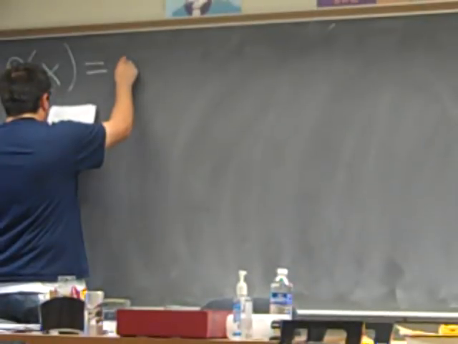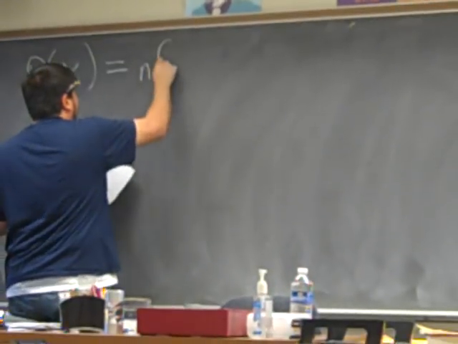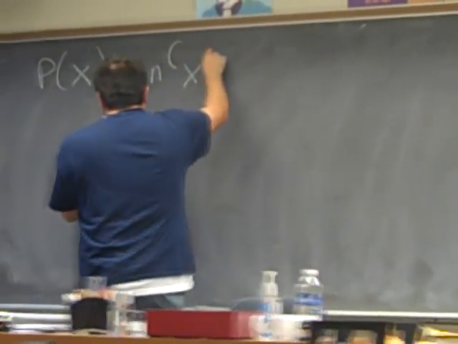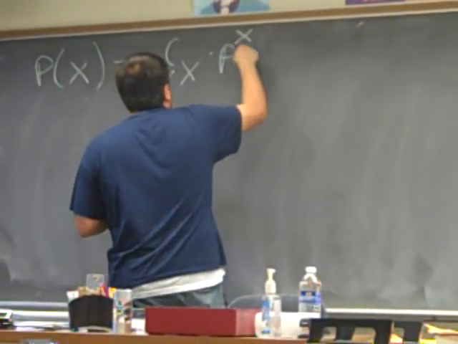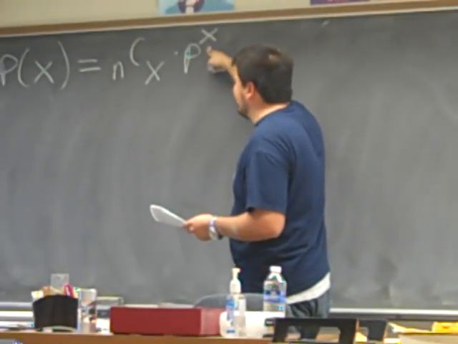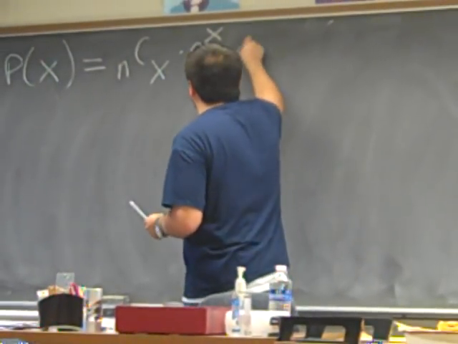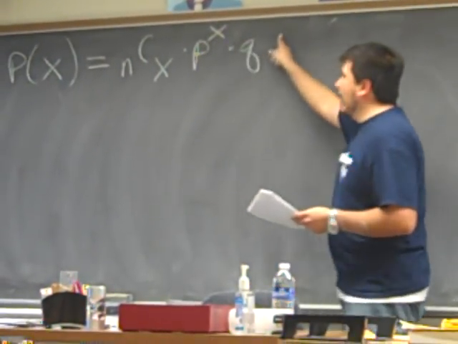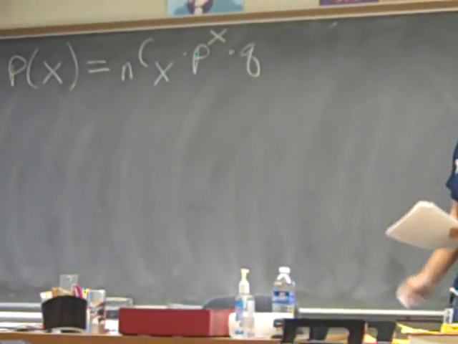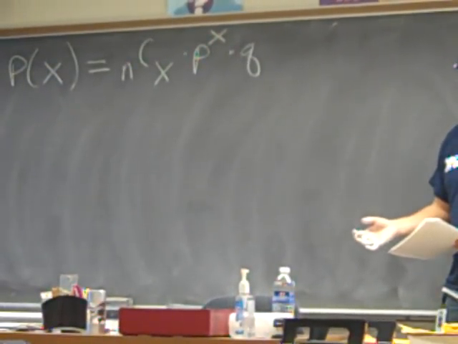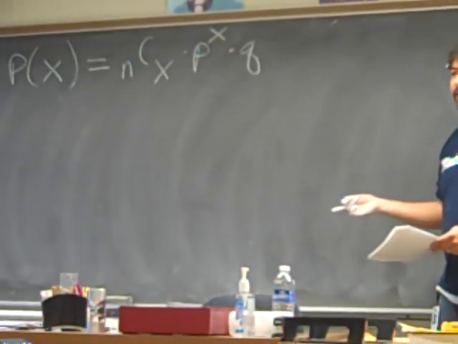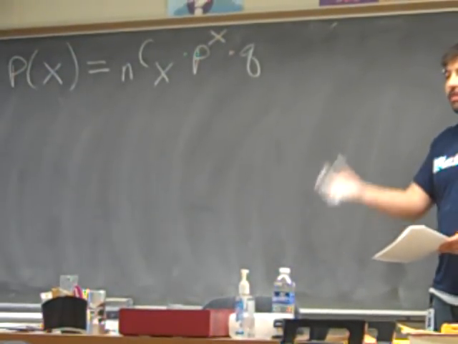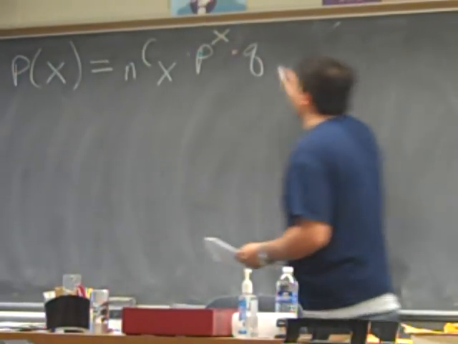It is going to equal n choose x times the probability of success, and the exponent is simply going to be the number of successes, times the probability of failure, and the exponent is simply going to be the number of failures, which you should be able to figure out. If we succeed x times in a total of n trials, how many times are we going to fail? N minus x. There you go.